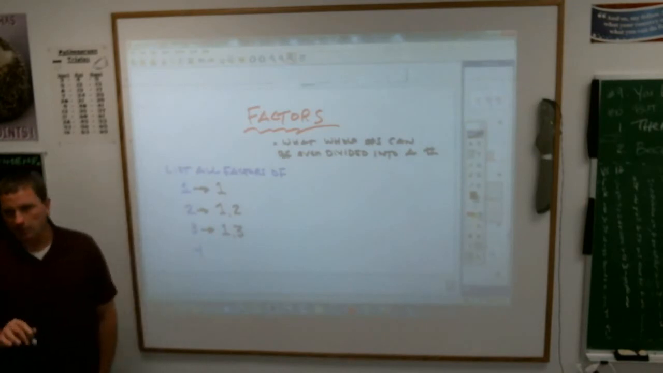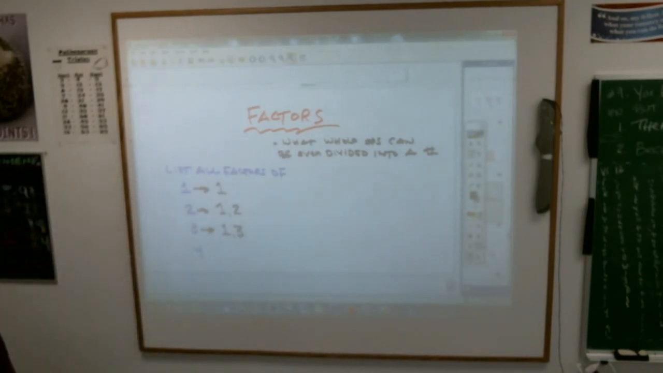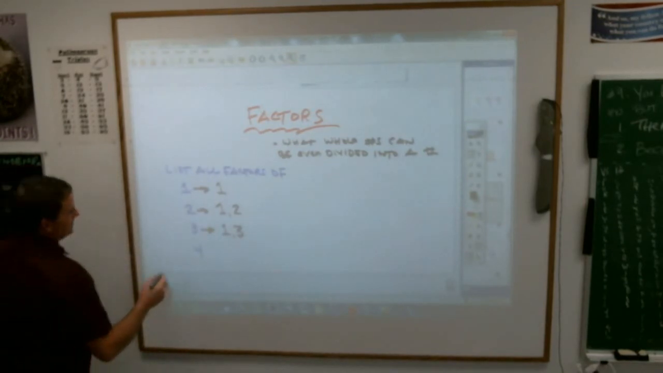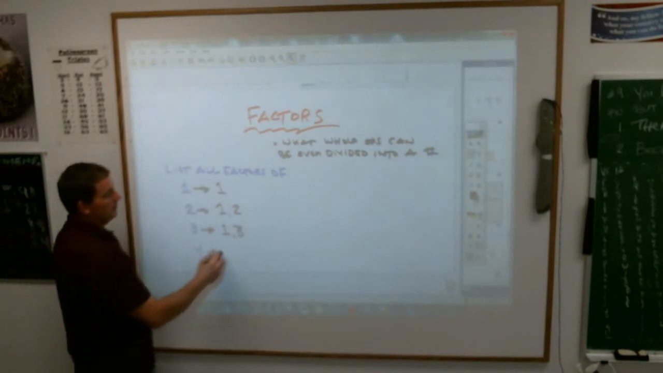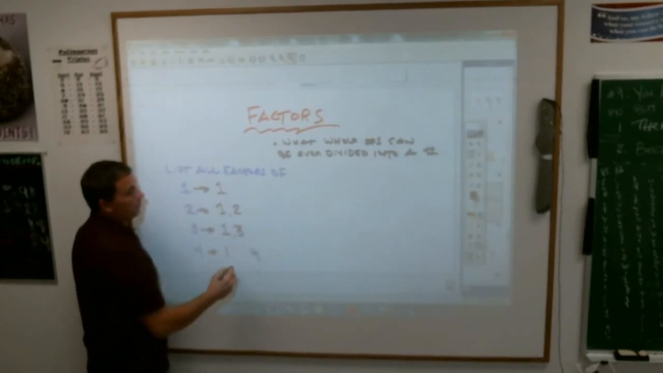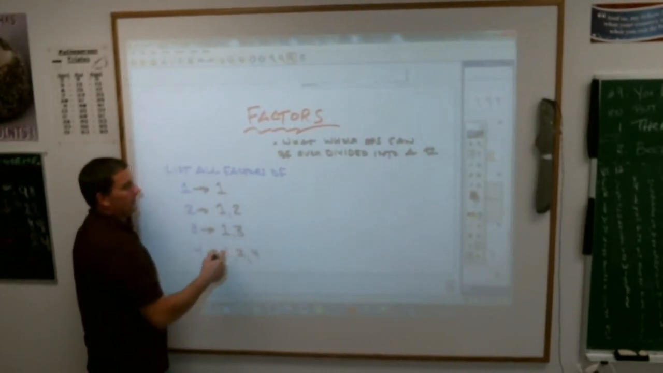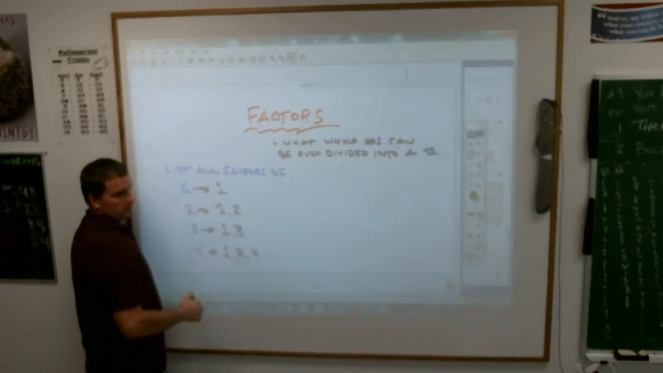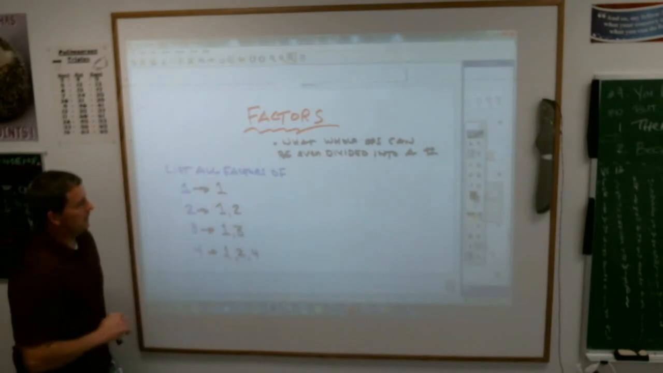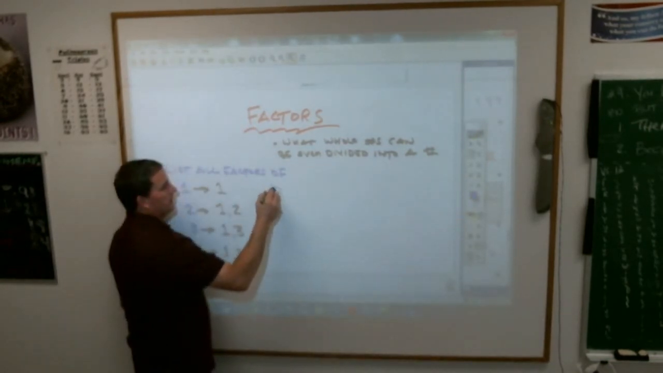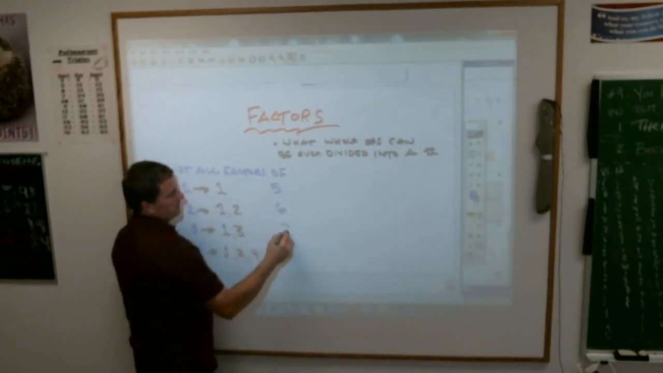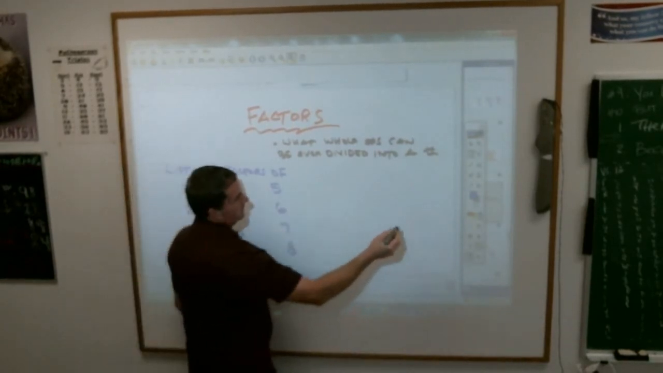Now 4, now we start having some numbers that have more than just 2 factors. What times what gives you 4? Well, you could do 1 times 4, or you could do 2 times 2. 4 has 3 factors. 1 times 4 is 4, and 2 times 2 is 4. Let's look at a couple more. 5, 6, 7, and 8.